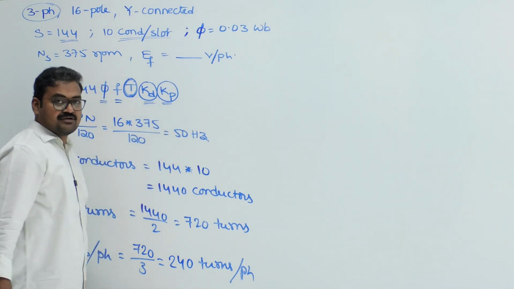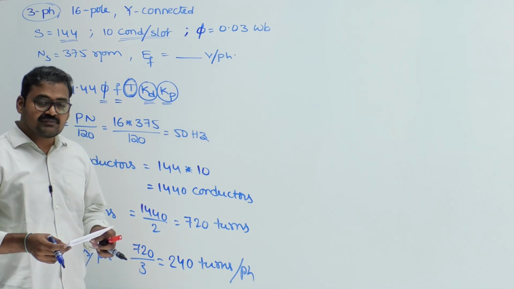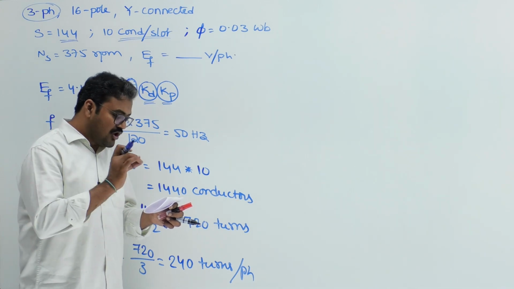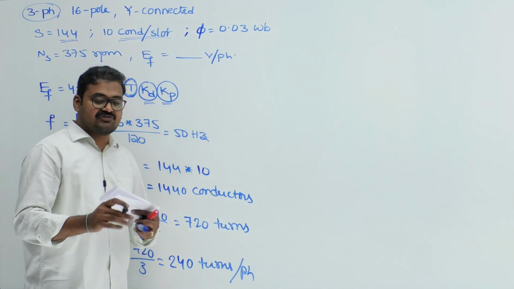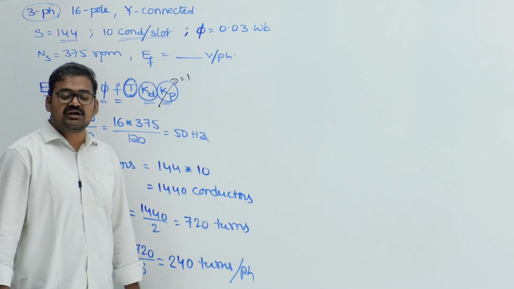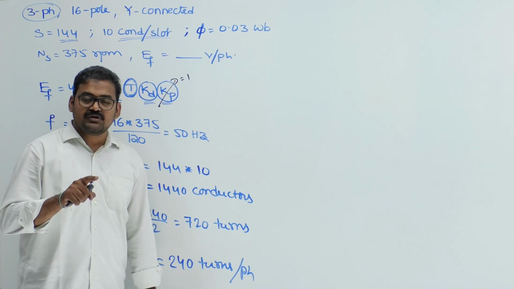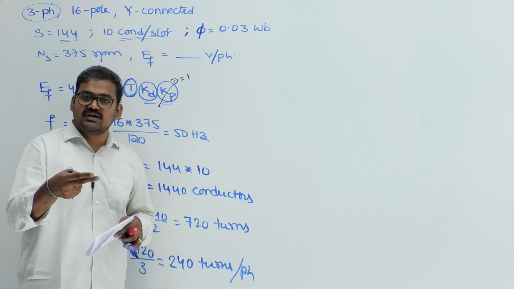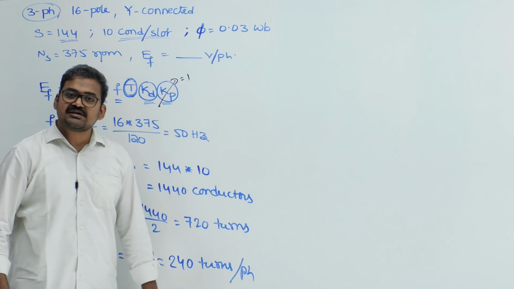Distribution factor and pitch factor. But to calculate pitch factor, we need short pitch angle. But in the entire question, there was no information regarding short pitch angle. Therefore, I can assume the machine is a full pitch winding. That means pitch factor will be equal to 1. I hope you understand why I took it as 1. To calculate Kp, we need short pitch angle alpha, and there is no information in the question regarding it. That's why I am assuming it as full pitch and I calculate it as 1.